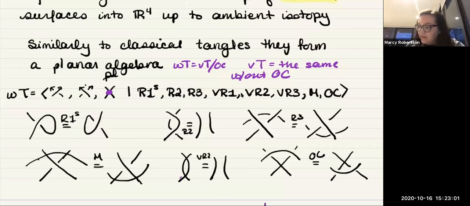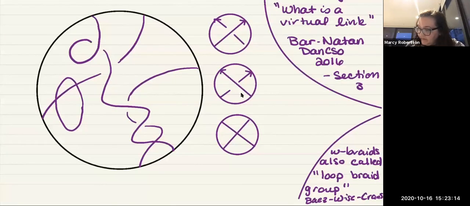So let's look again at what one of these might look like. And I put some references. For the virtual stuff, I learned it well from this survey article by Kuperberg, What is a Virtual Link? It's also mentioned in this Bar-Natan and Dancso paper.